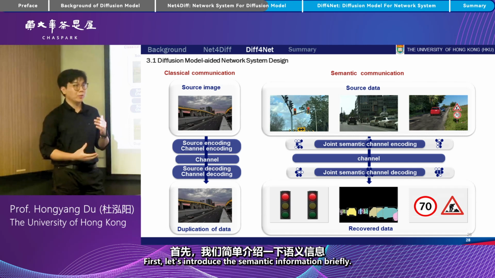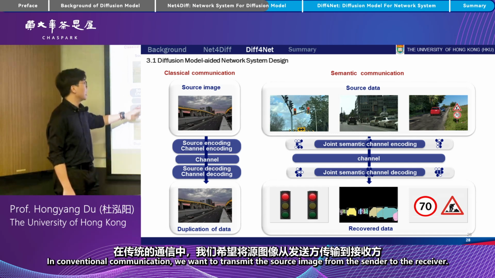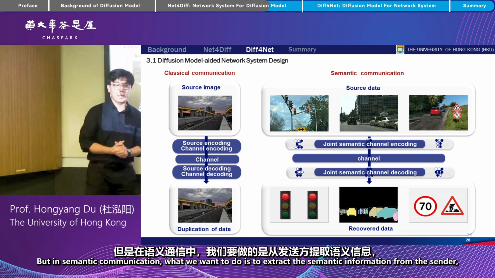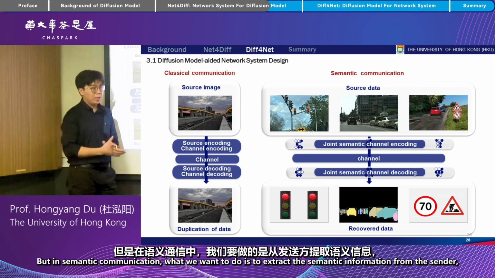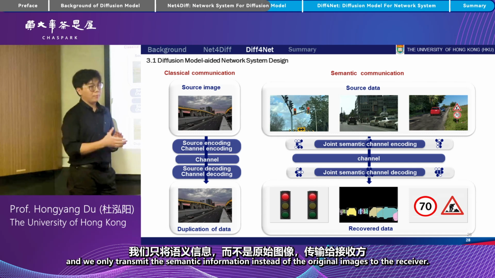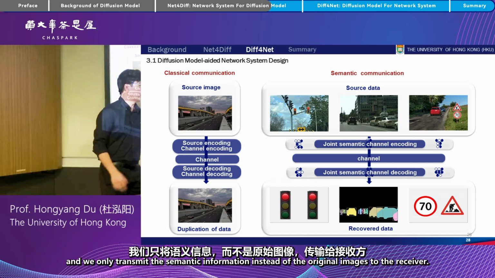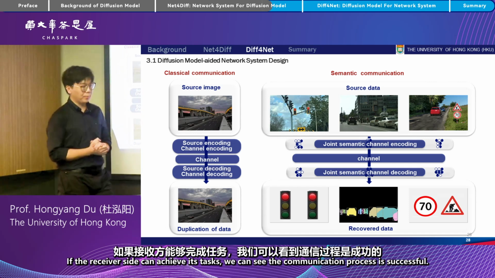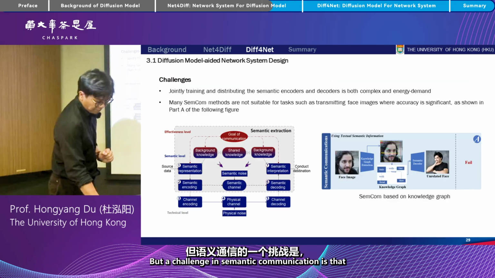First, let's introduce the semantic information briefly. In conventional communication, we want to transmit the source image from the sender to the receiver. But in semantic communication, what we want to do is to extract the semantic information from the sender, and we only transmit the semantic information instead of the original images to the receiver. And in this case, if the receiver side can achieve its tasks, we can say the communication process is successful.